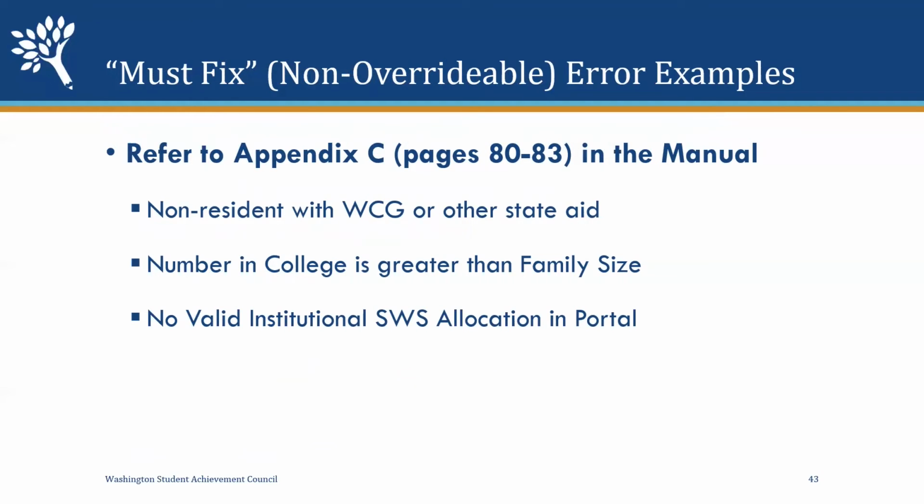Non-overridable error examples are if you have a resident with the WCG or other state aid, students are required to be Washington state residents. So if there's a conflict there, you're going to get a non-overridable error. If the number in college is greater than family size, and if there's no valid institutional state work study allocation in the portal. All these things will create non-overridable errors.